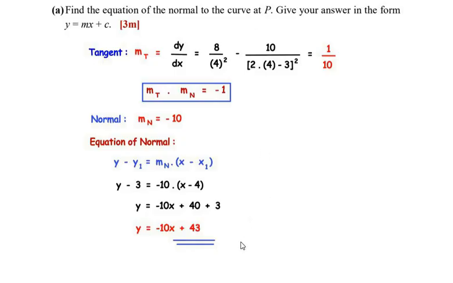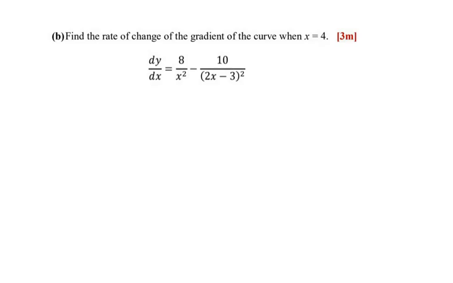Now let us move on to the next sub-question. Find the rate of change of the gradient of the curve when x equals 4. So basically we have to differentiate dy/dx again with respect to x.